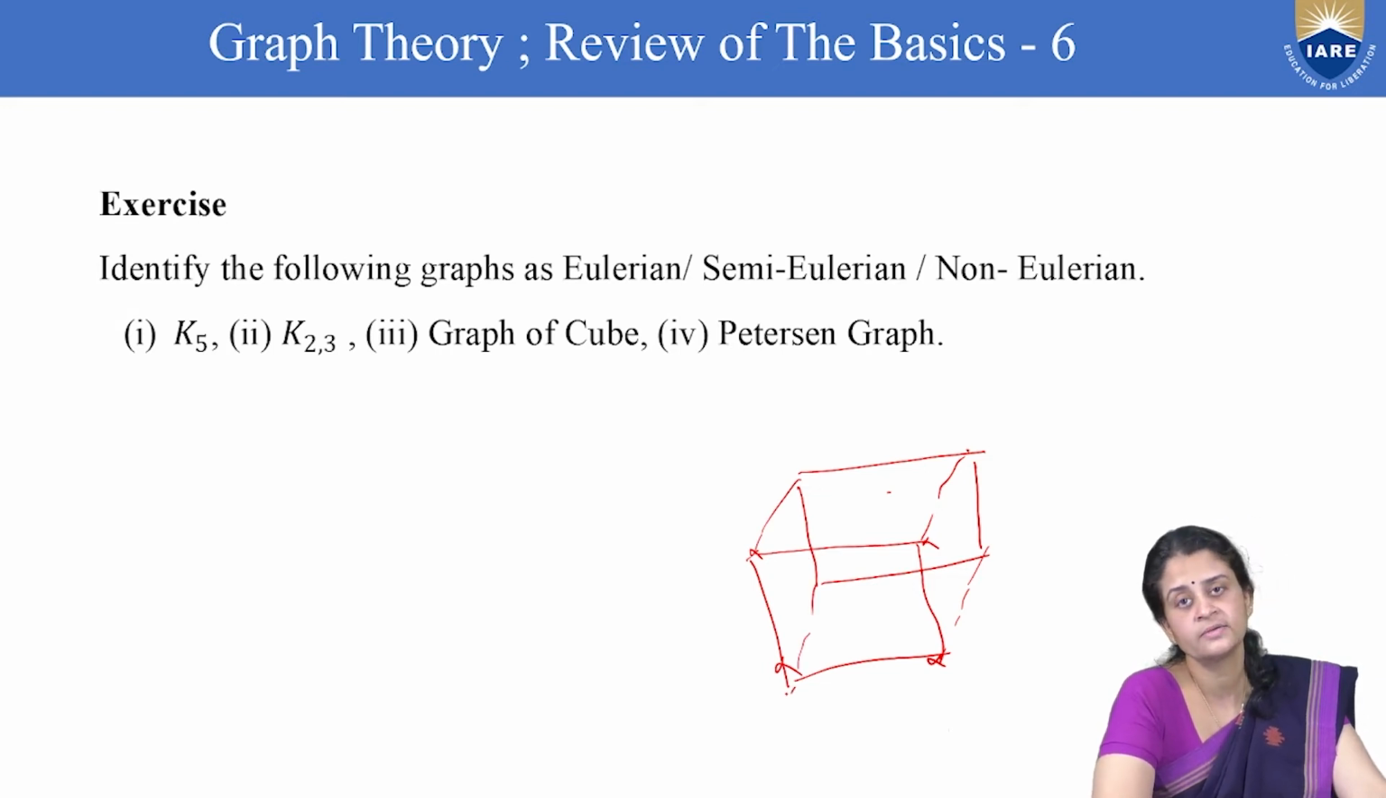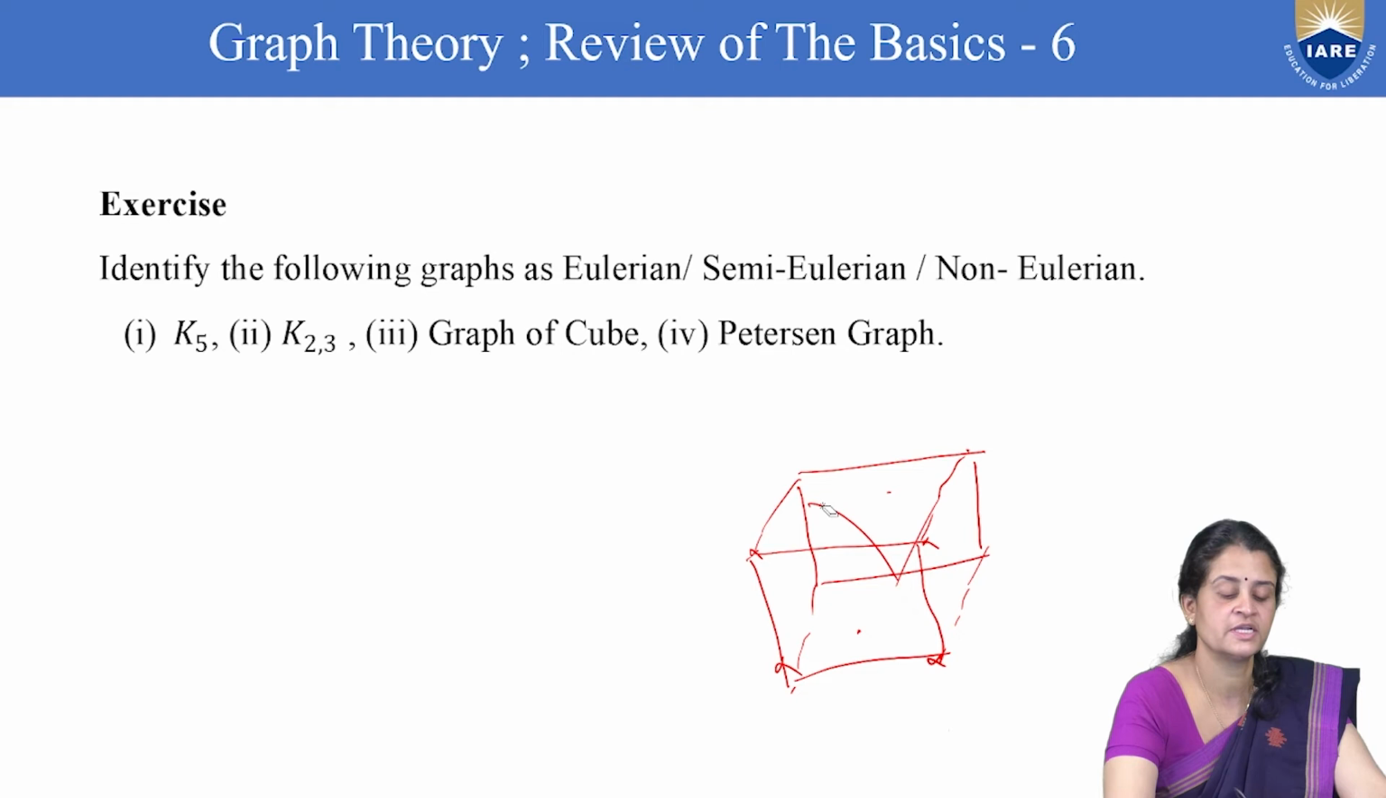Is it Eulerian? From the very first look, we can see that the vertices are not all of even degree. For a graph to be Eulerian, every vertex should be of even degree. No need to try going through all the tours. So it is not Eulerian.